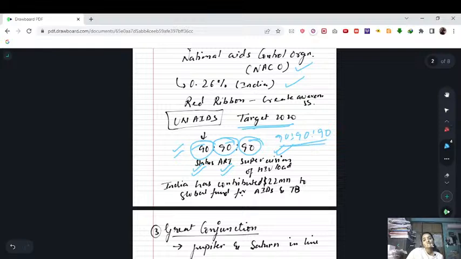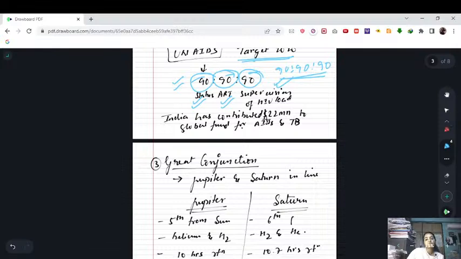Recently seen in news is related to what? Now, India has also contributed a $22 million fund to the Global Fund for AIDS and TB.